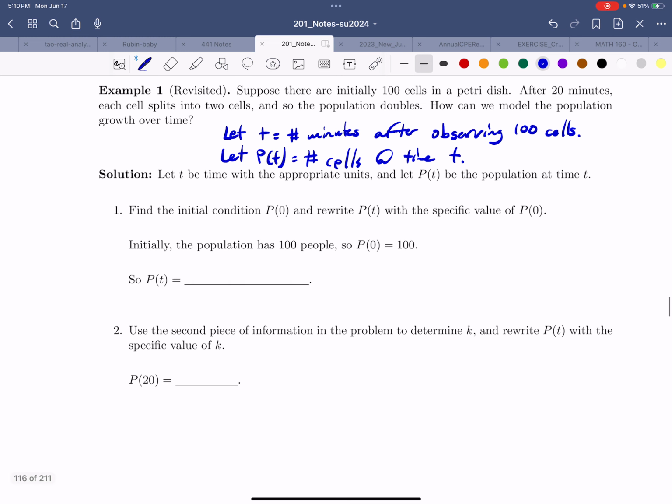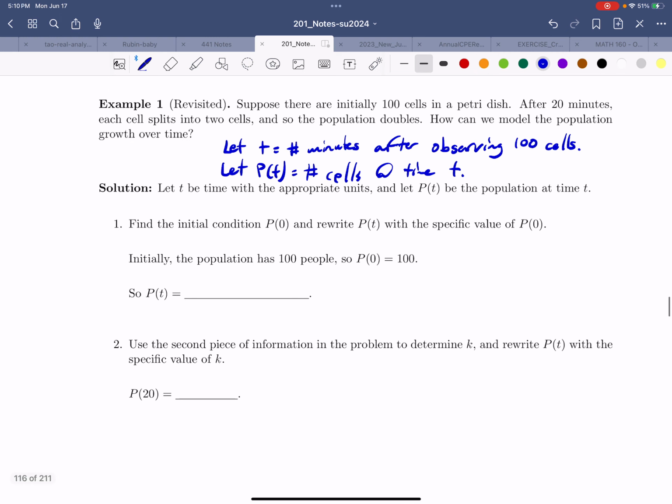So by definition, if t is the number of minutes after observing 100 cells, then when we initially observe 100 cells, that's time t equals 0. So P of 0 equals 100. It's very important that you understand that. If you don't, then pause the video and go back and watch the last minute. So we know that P of t by definition is P of 0 e to the kt, but we also know that that's 100 e to the kt, because we solved for P of 0.